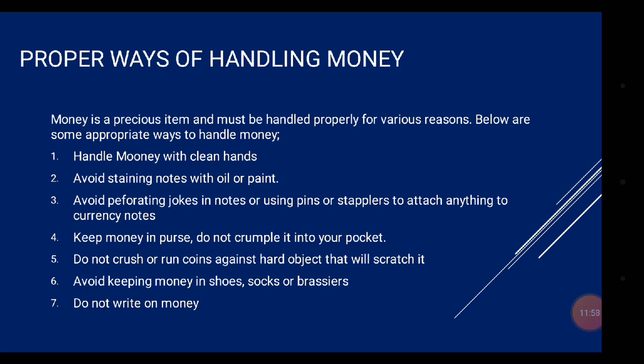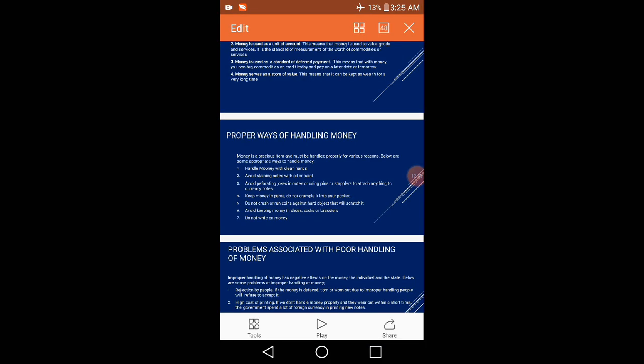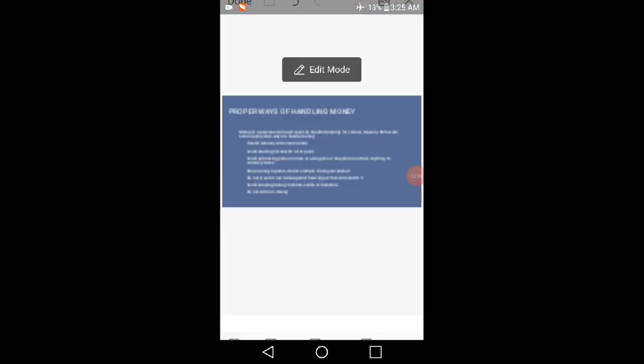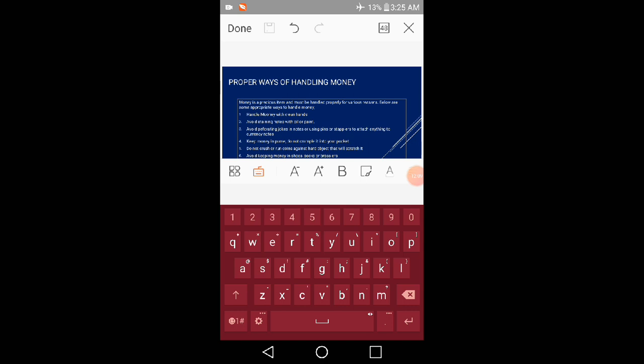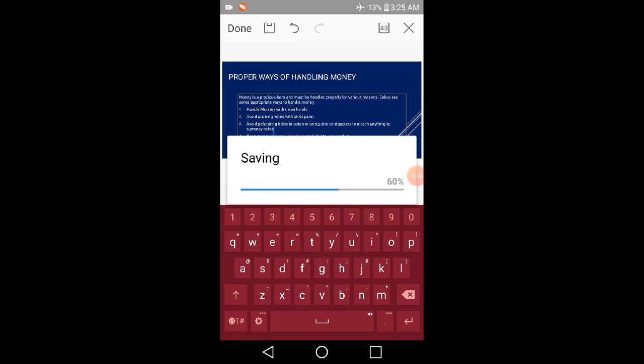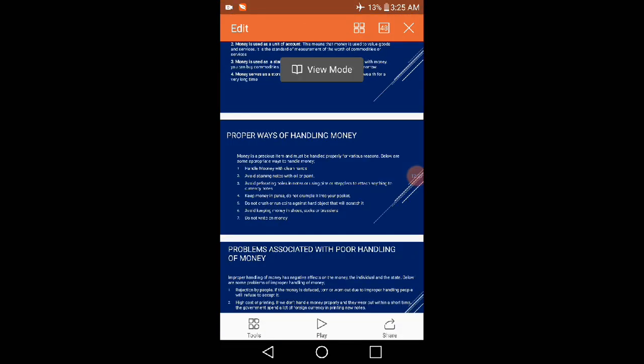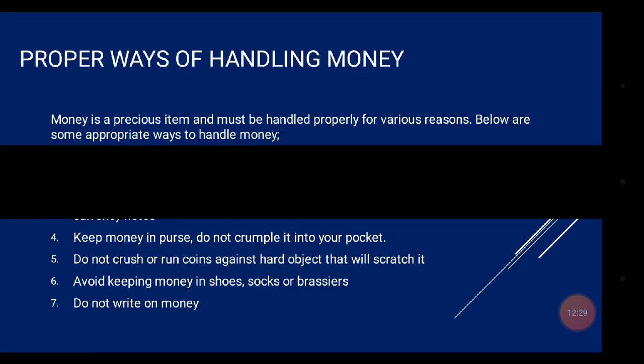Before we move on to the problems associated with poor handling of money, let me do this correction here. And the word here is holes, not jokes, but what? Holes. Holes. Holes in notes. Good. Now shall we continue?